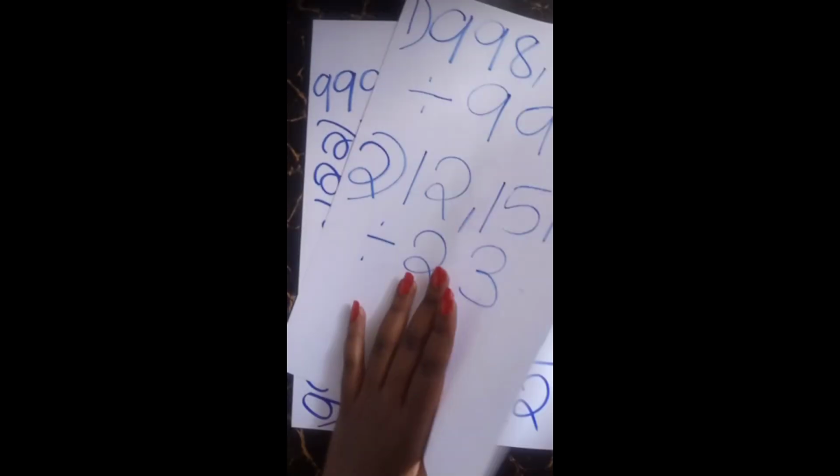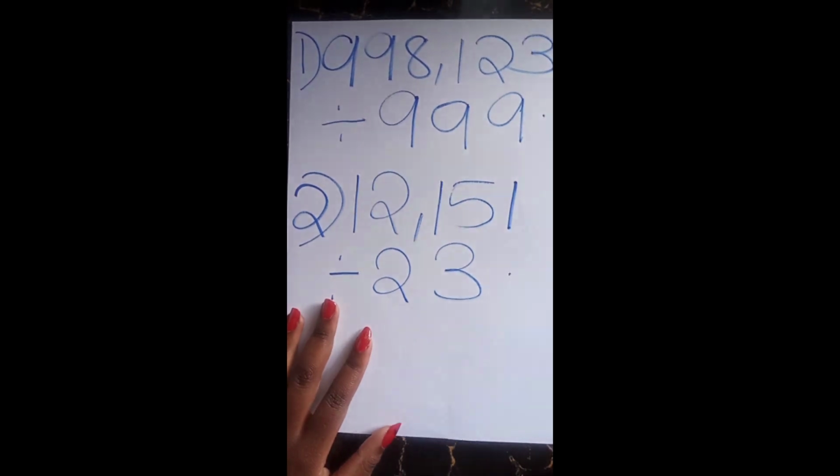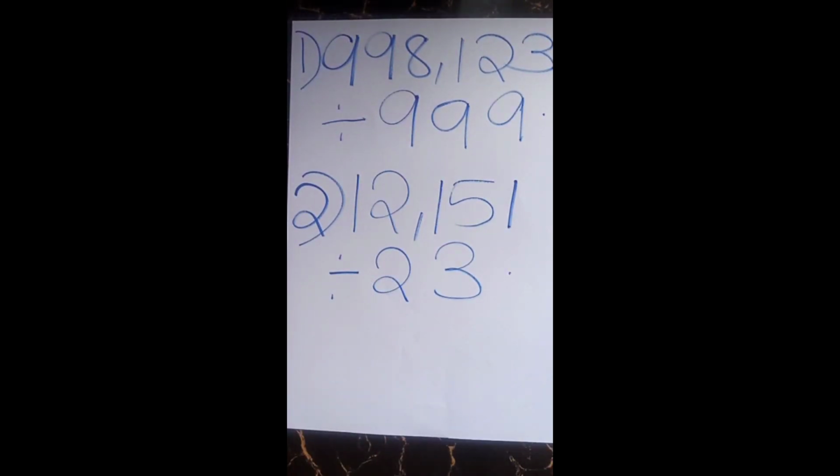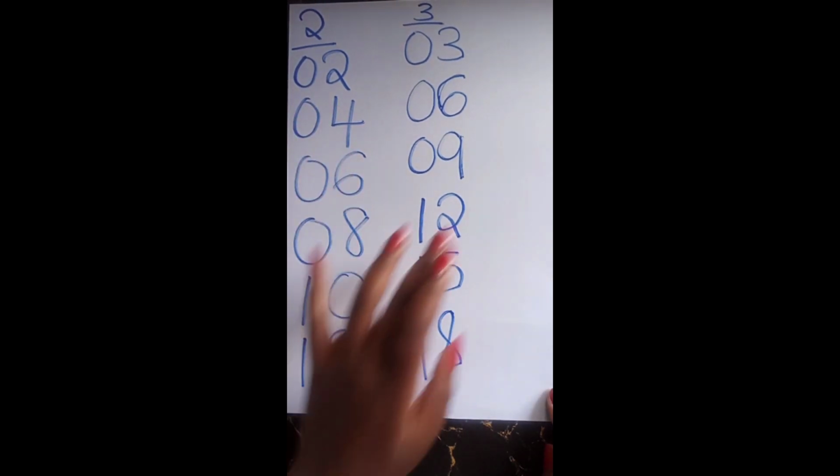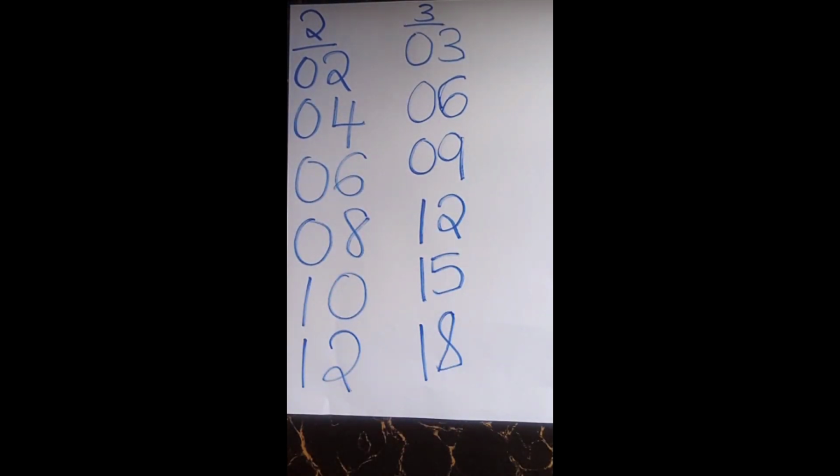Let's now go through this second question that I wrote here. Anytime you see a question like this, you should automatically know that you need to be conversant with table 23. And for table 23, the first thing you should do is write out tables 2 and 3, just like I've done here.